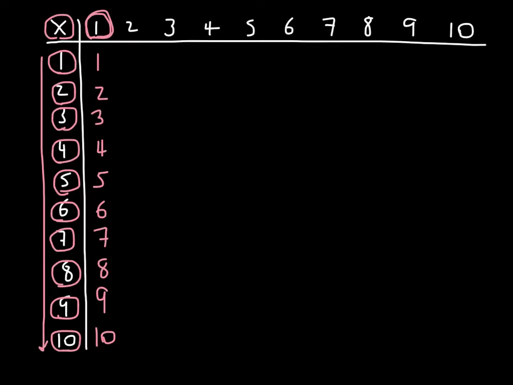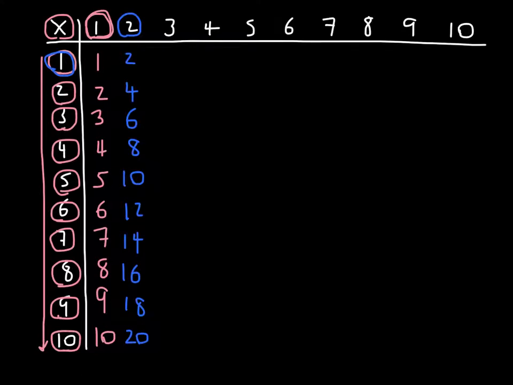Now, we've done the ones. Now we're going to go on and do the twos. Same process. 1 times 2 is 2. 2 times 2 is 4. 3 times 2 is 6. 4 times 2 is 8. 5 times 2 is 10. 6 times 2 is 12. 7 times 2 is 14. 8 times 2 is 16. 9 times 2 is 18. And 10 times 2 is 20.